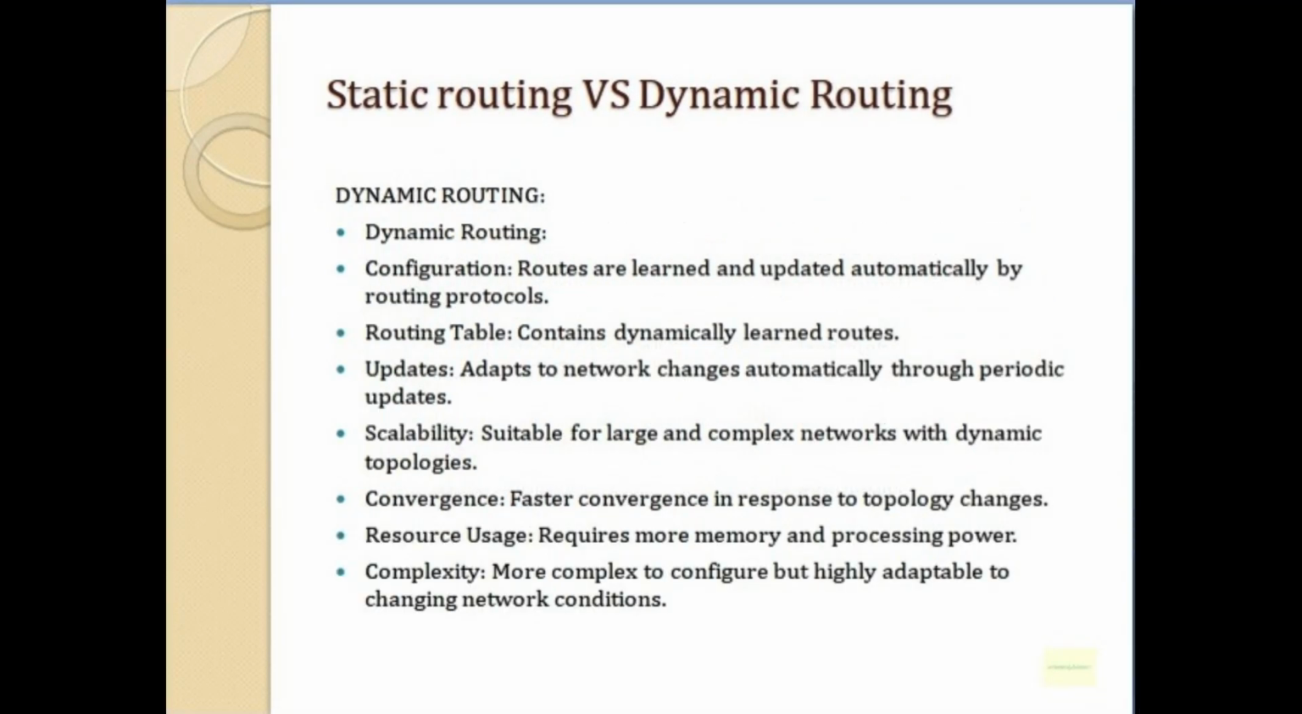Next up, for dynamic routing, the configurations and routes are learned and updated automatically by routing protocols. The routing table contains dynamically learned routes. It adapts to network changes automatically through periodic updates. It is suitable for large and complex networks with dynamic topologies. It has faster convergence in response to topology changes. It requires more memory and processing power. Although it is more complex to configure, it is highly adaptable to changing network conditions.